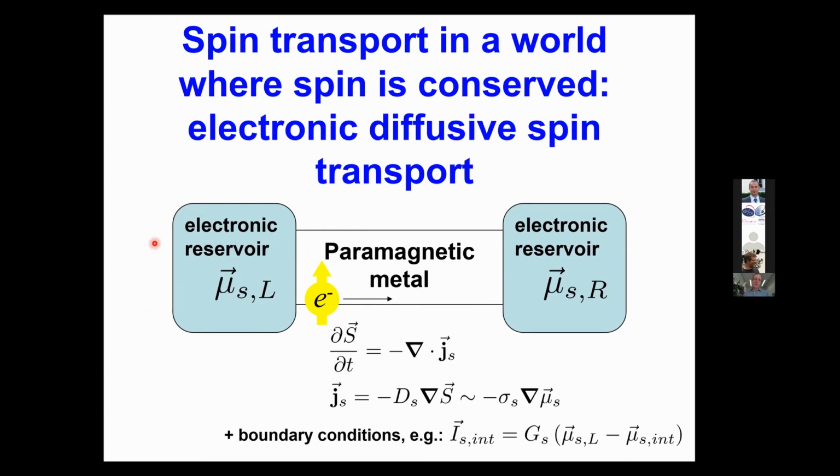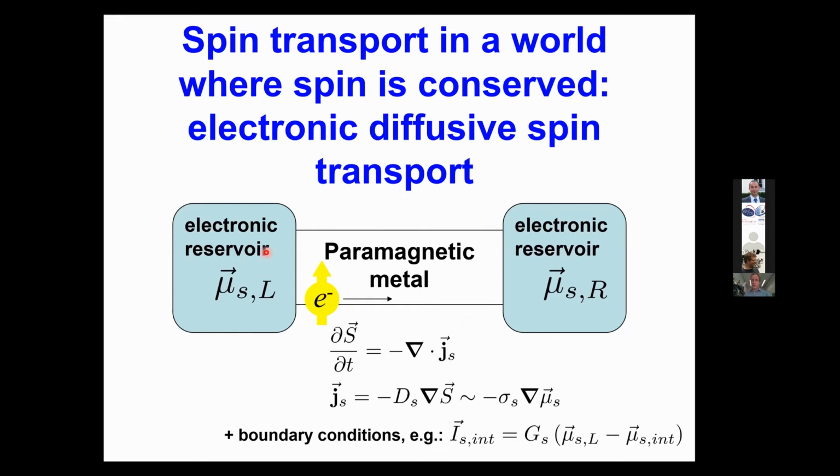Then we imagine that there's some electronic reservoir with a finite spin accumulation. Again, I'm imagining for the moment that spin is conserved. Where the spin accumulation is coming from, I don't care about. I imagine that I can build an equilibrium reservoir with a finite spin accumulation. There's an electronic reservoir on the right. These two spin accumulations are different, and I connect them with a paramagnetic metal. What then happens is that there will be a spin current, a purely electronic spin current going from left to right, carried by electrons.